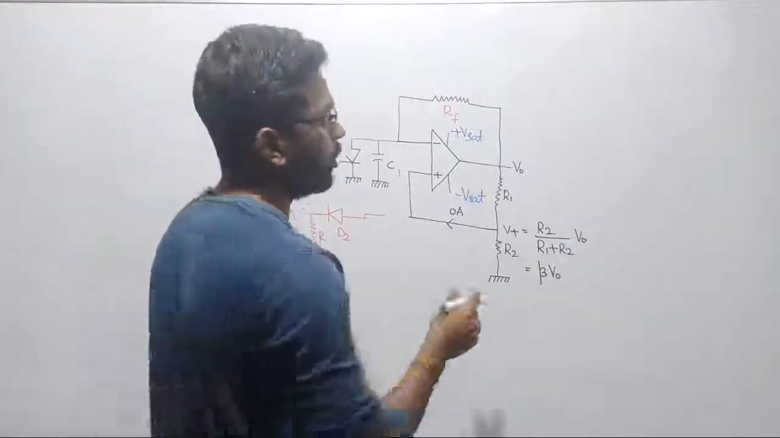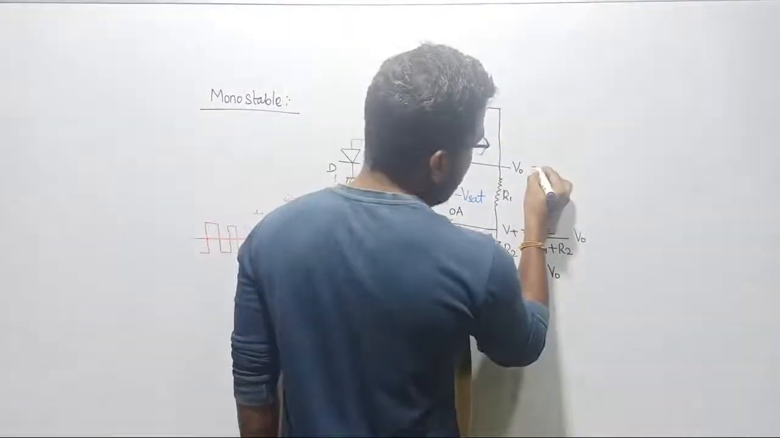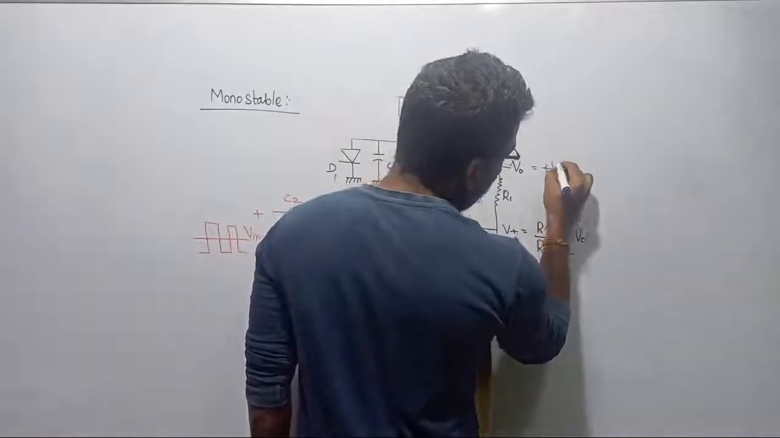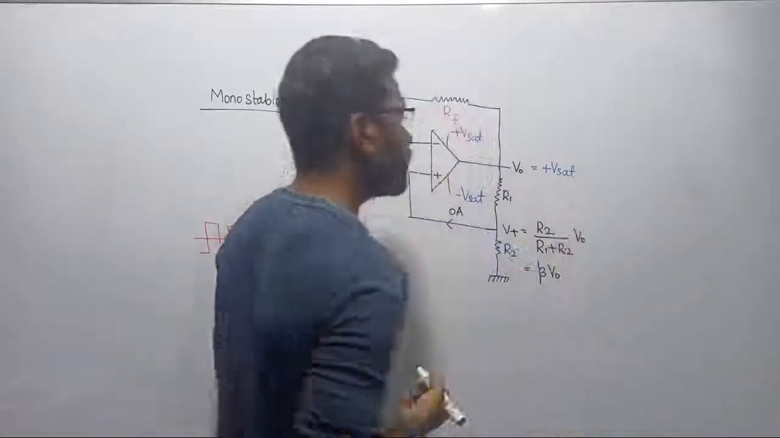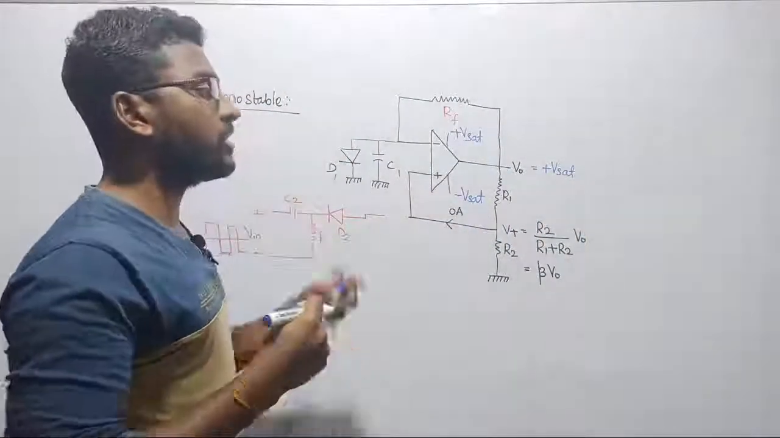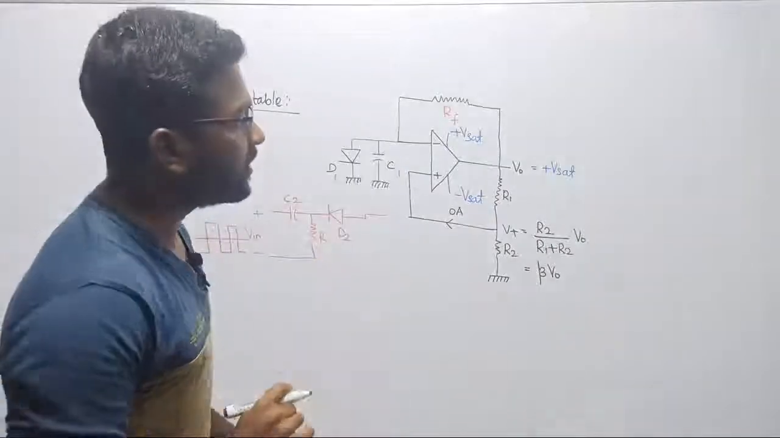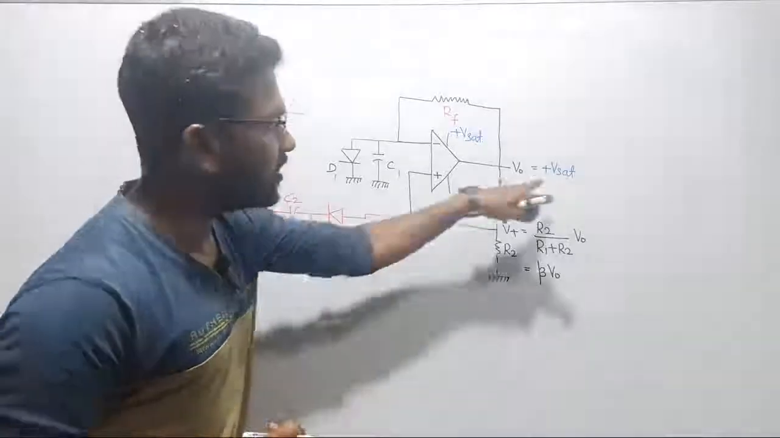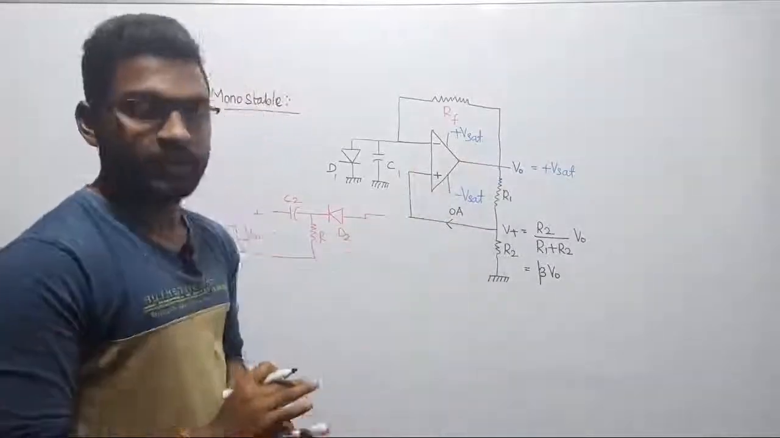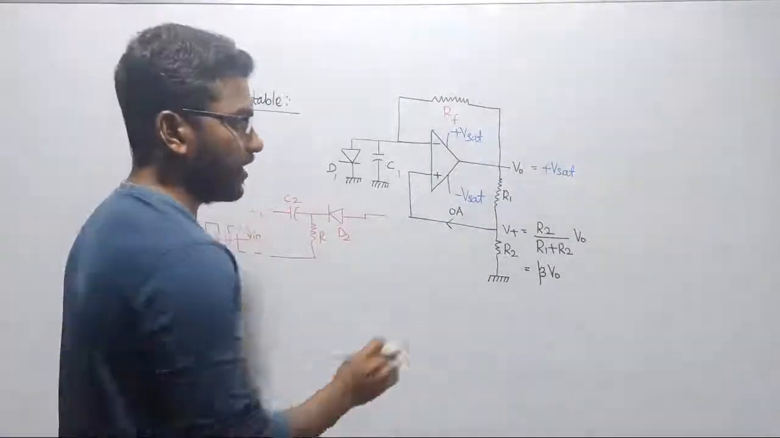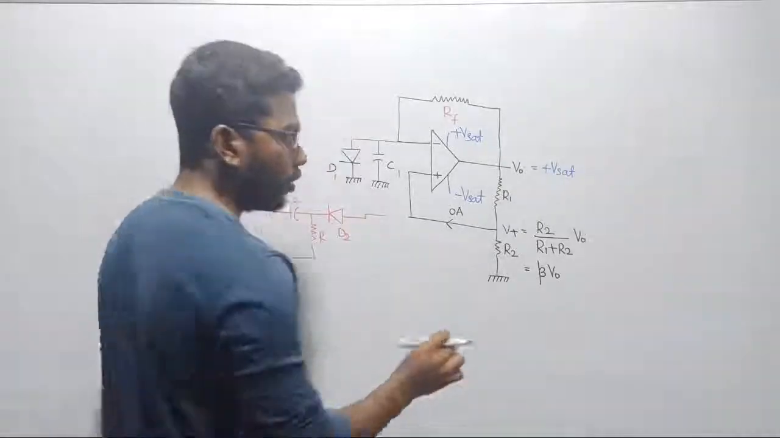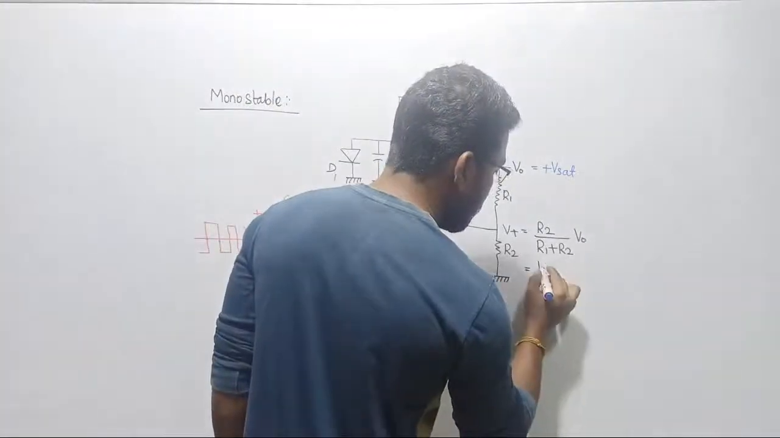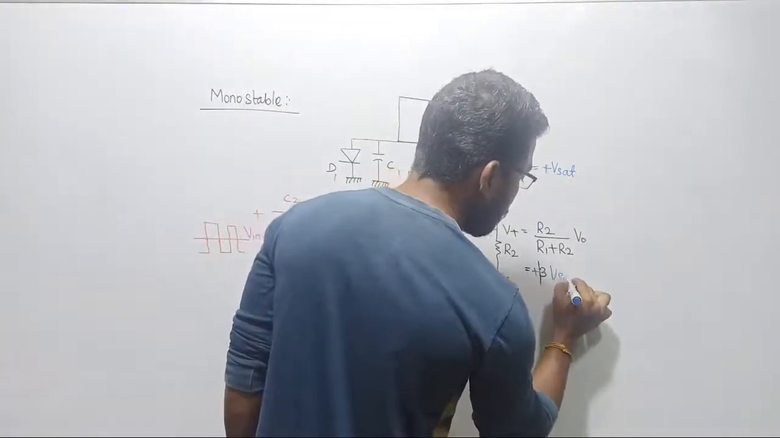Let us discuss the output. First case, let me assume the output of the operational amplifier is plus Vsat. Now you please tell me, is there any possibility to change the state of your output? Let us observe the operation. If it is plus Vsat, then we all know this output V0 can be replaced by plus Vsat here.